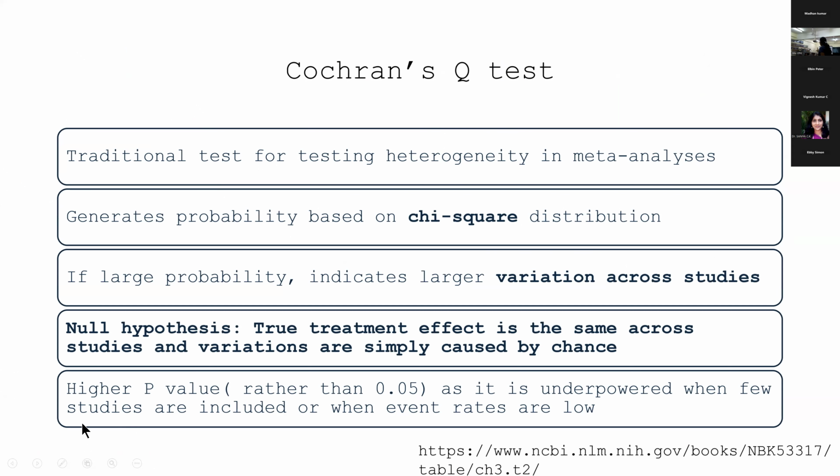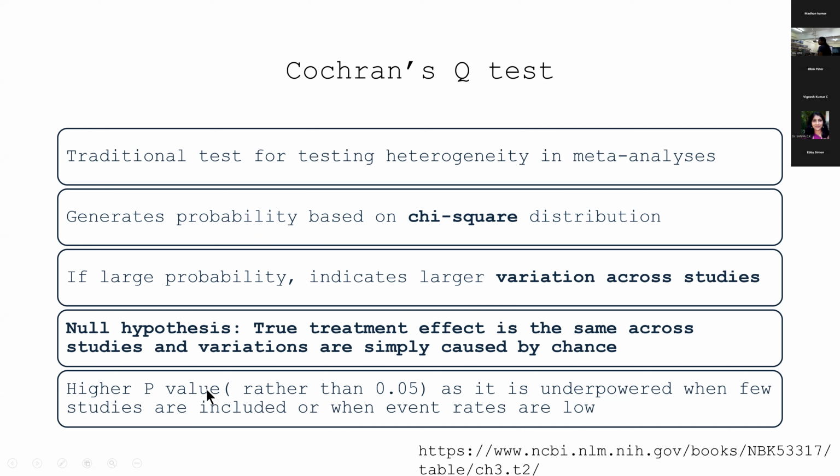So here you have 2 hypotheses. The null hypothesis states that all the studies, the effects are same and the variations are simply caused by chance. Your alternate hypothesis is the variations are not caused by chance. There is actually some heterogeneity. So we're using the Q test to actually disprove the null hypothesis.